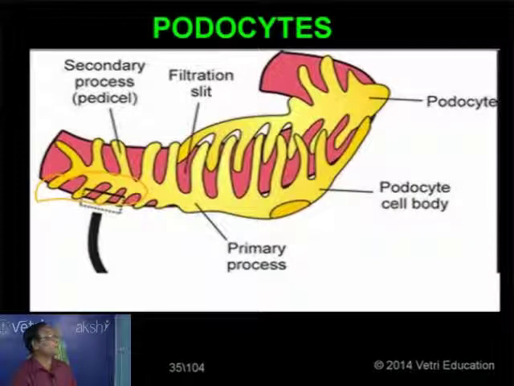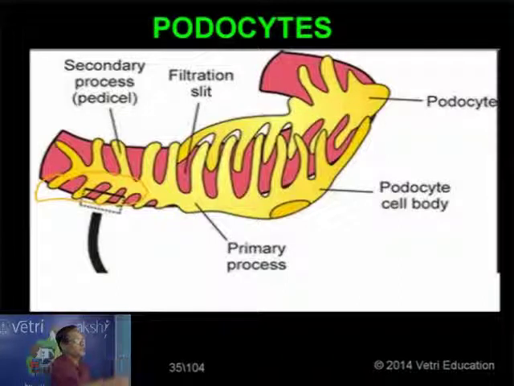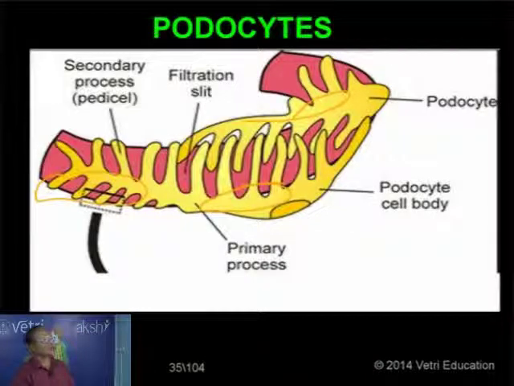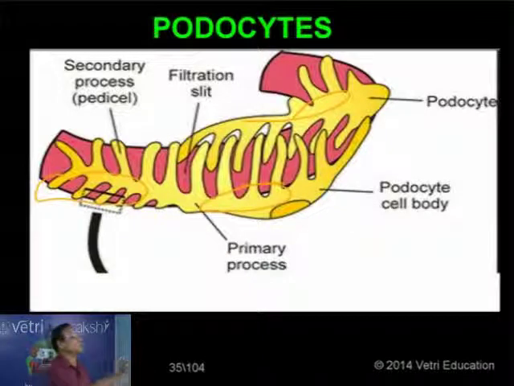Now here is a picture of a podocyte, a complete podocyte. Here I represented two podocytes. This is podocyte number 1, this is podocyte number 2. It is a complete cell, structurally complete, having processes.